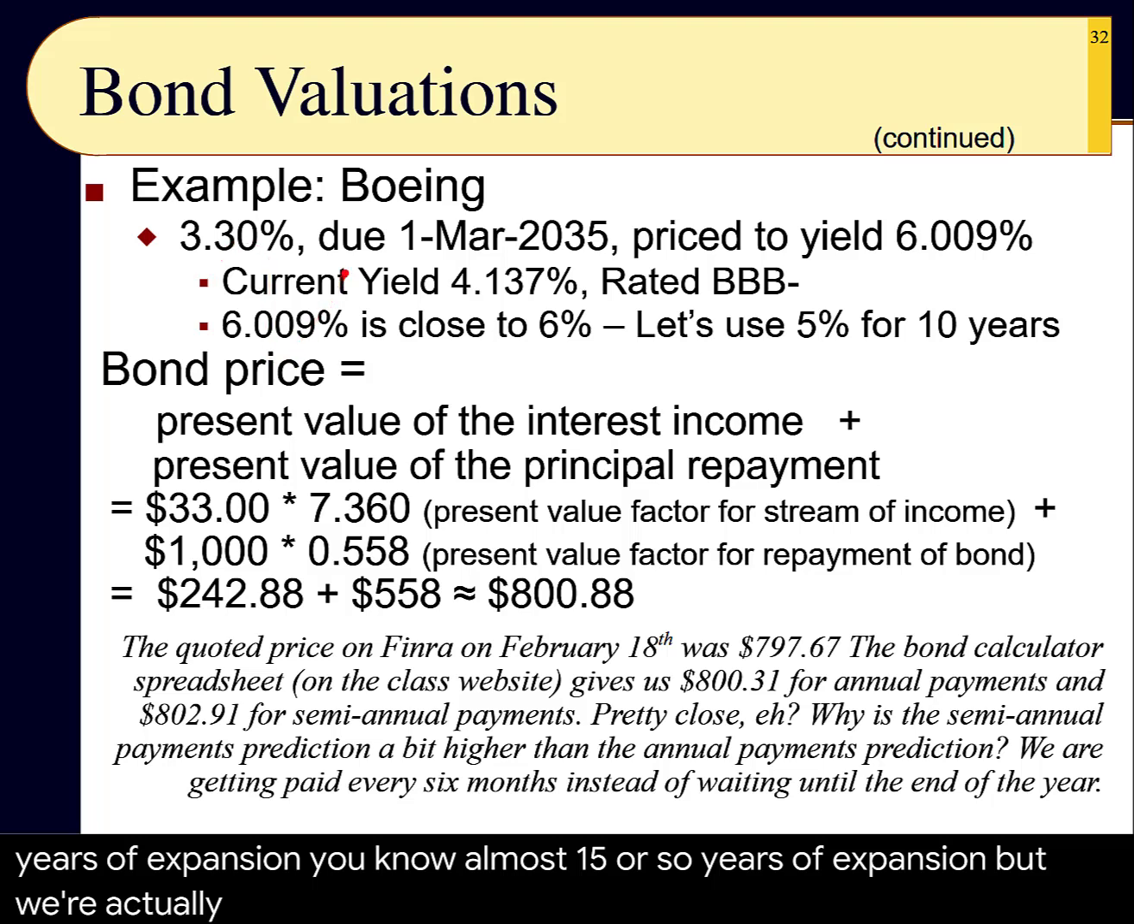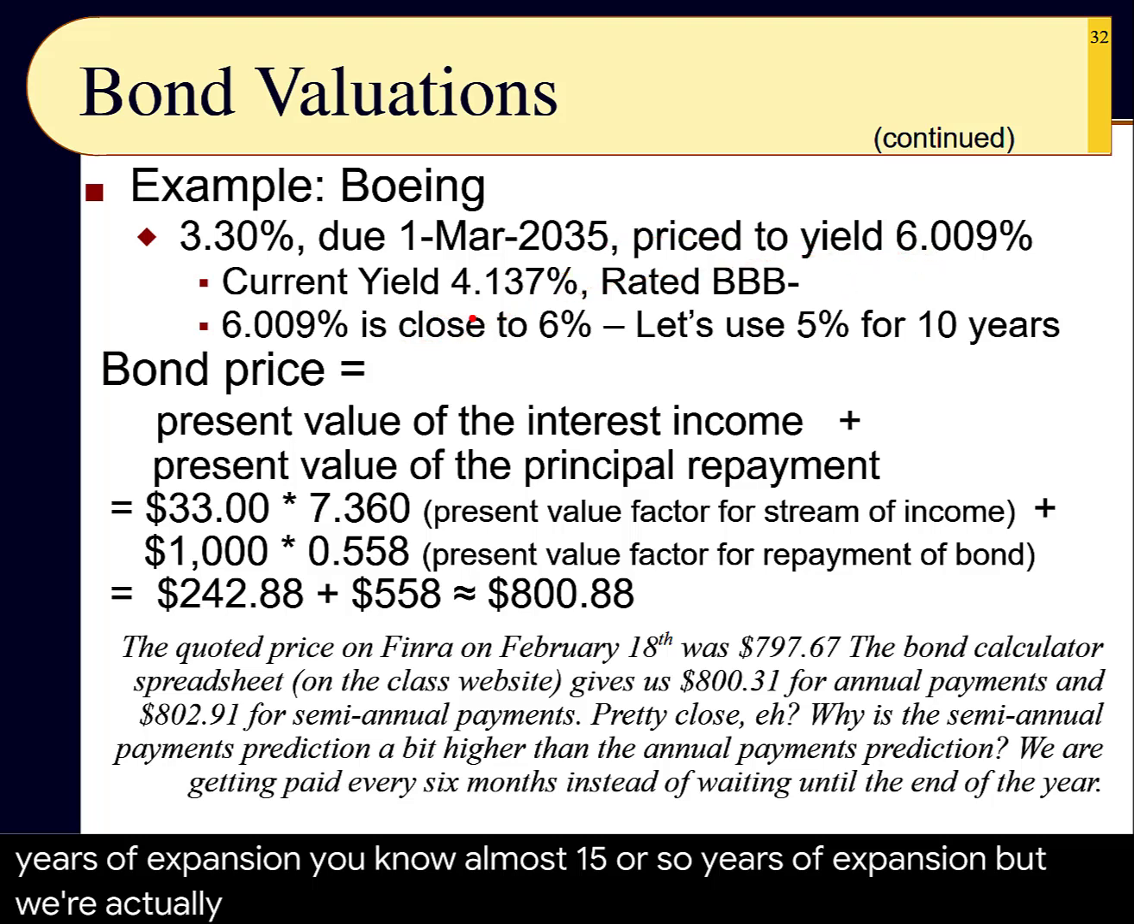Okay, now, it's due March 1st, 2035, and I use this for a reason. I wanted to get as close to the month that we're in. Of course, we're at the end of February, so it's going to be a few pennies off. We'll see. And it's priced to yield a little over 6%.